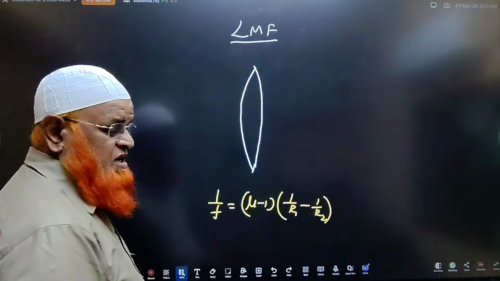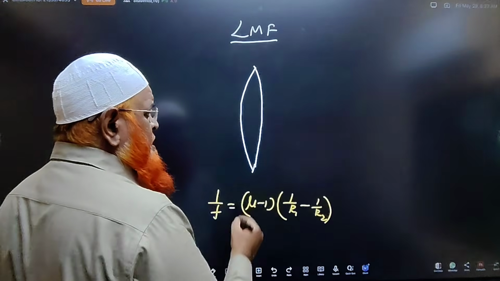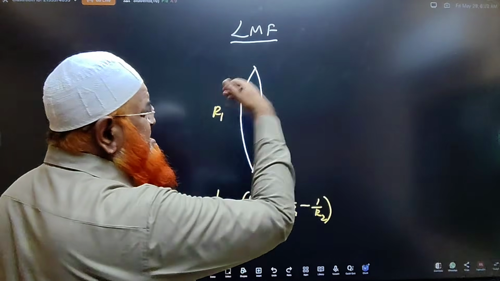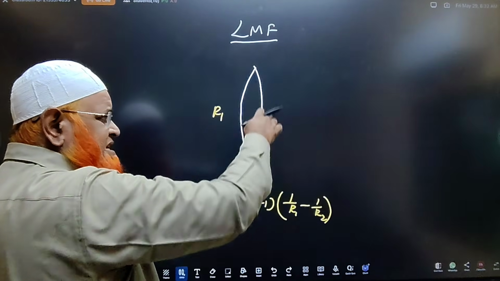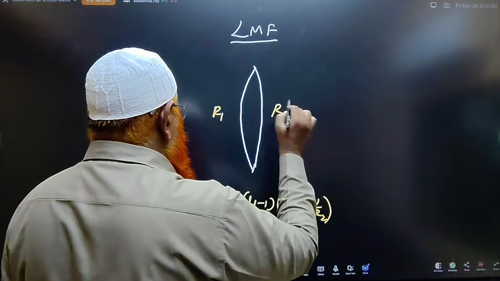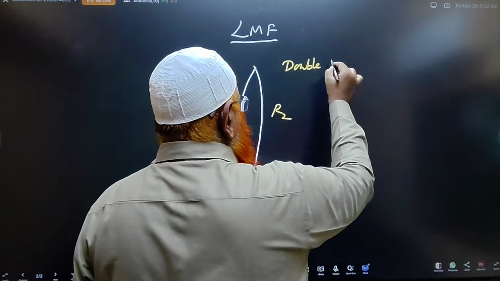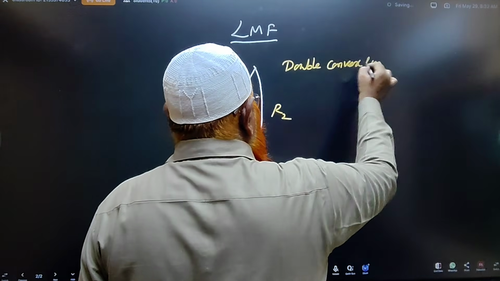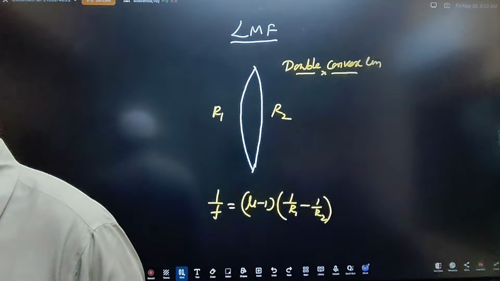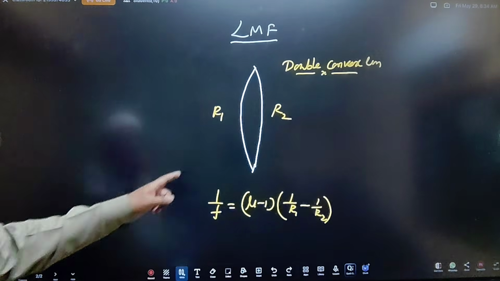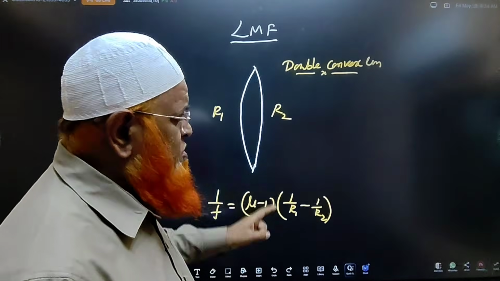As I said in the construction, if you take from the left side, first curvature is this one, whose radius of curvature is r1, which is on the other side actually, but to understand I will write left side only. This is the next curvature which is taken as r2. Understand? So this is r1 now, and this is called as double convex lens. Why is it called a double convex lens? Double means what? This side also is a convex surface.